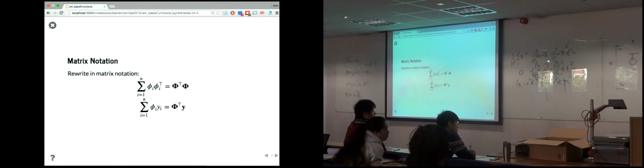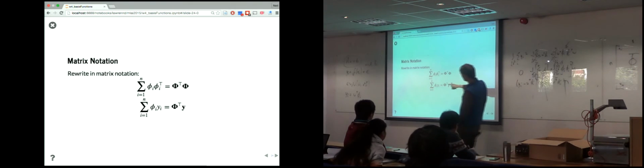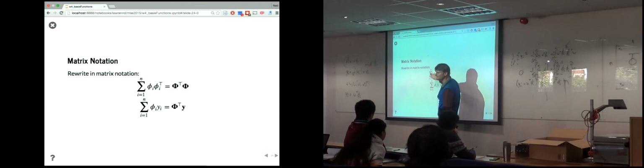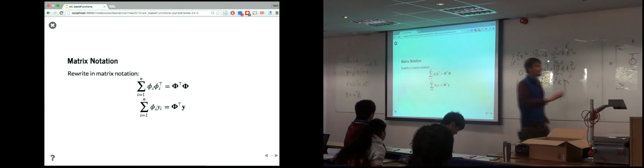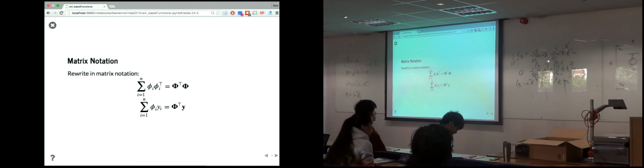If I matrix multiply this, I take that row vector and multiply it by this column vector. Right at the top, I get phi 1,1 times phi 1,1, then I add phi 1,2 times phi 1,2, plus phi 1,3 times phi 1,3, plus phi 1,4. So actually, that sum is embedded in the matrix multiplication.